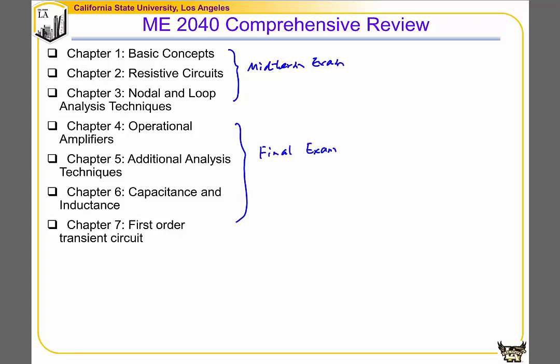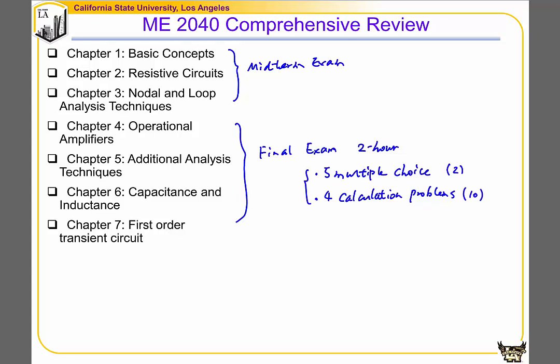And we also know that the final exam will be a 2-hour exam. So we will have 5 multiple choice problems and 4 calculation problems. The multiple choice problems have 2 points each, and the calculation problems are 10 points each. In total, this exam has 50 points.